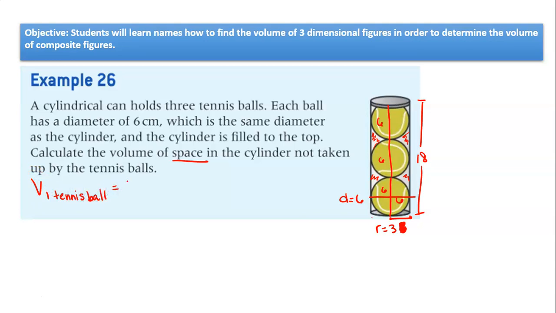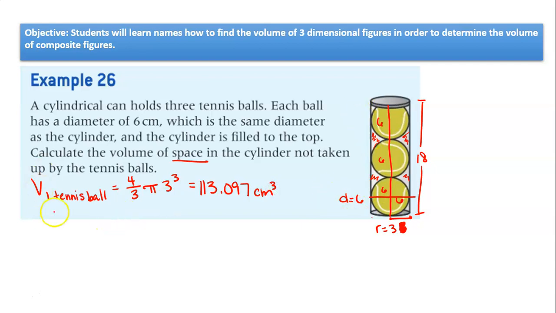The volume of a sphere is 4/3 pi r cubed. The radius of these balls is 3, so 3 cubed. When I type that all into a calculator, I get 113.097. Again, I'm keeping that long decimal because I don't want to round until the very end. So that's the volume of 1 tennis ball, in centimeters cubed.